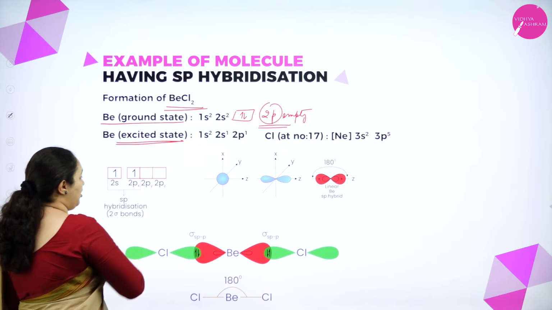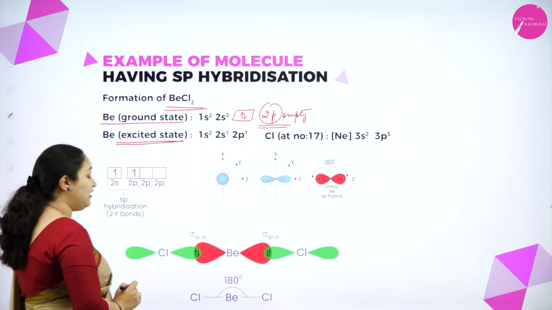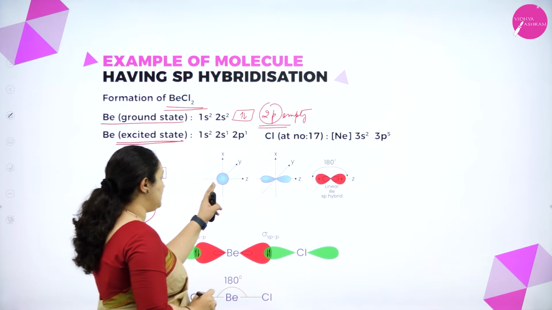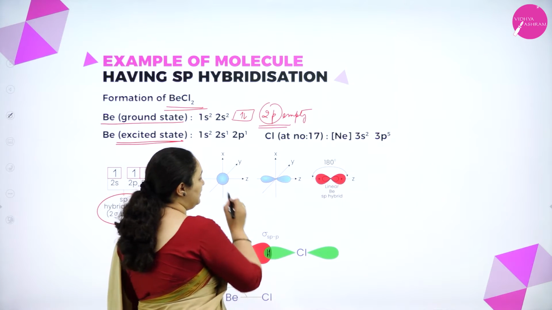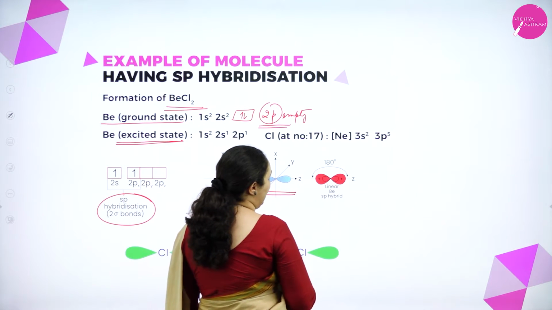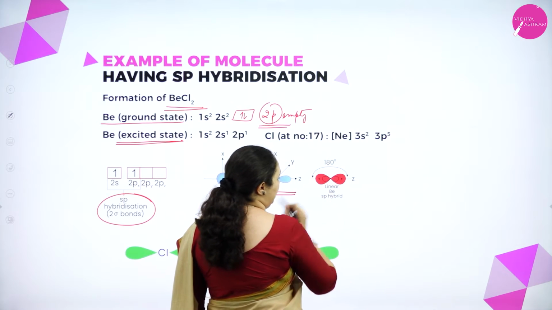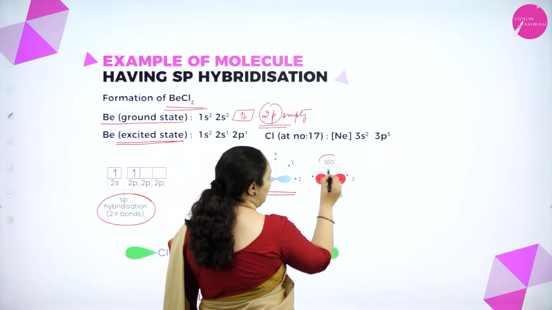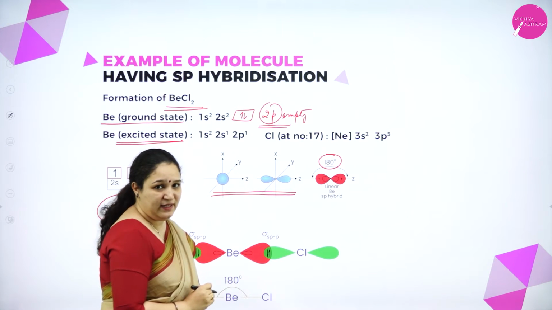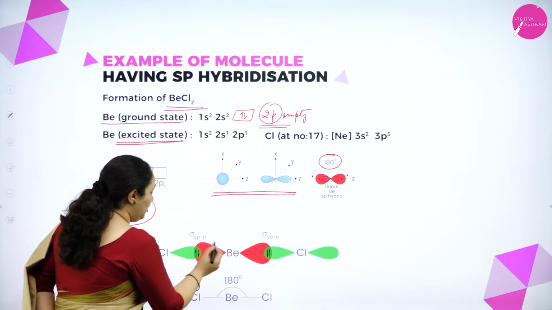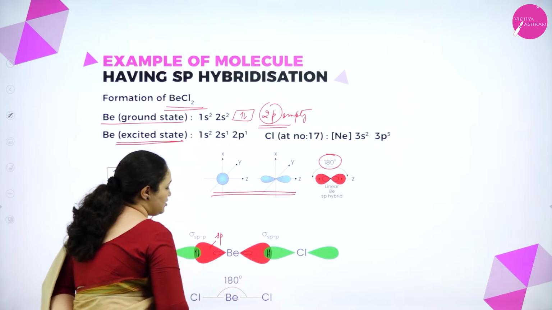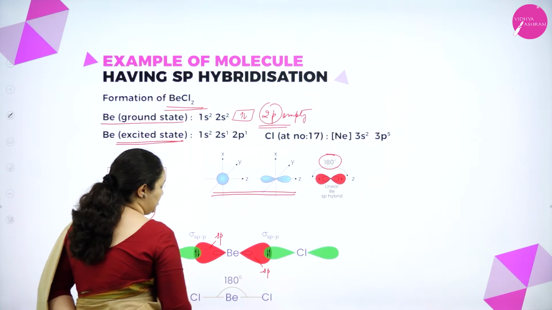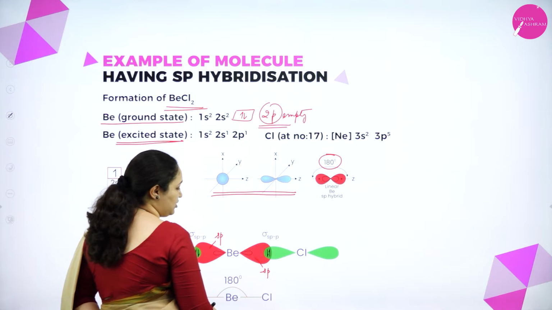Now these two orbitals, one s orbital and one p orbital, will undergo sp hybridization to give 2 sp hybridized orbitals, which are oriented opposite to one another, giving an angle of 180 degrees. So beryllium has this first sp hybridized orbital and this other sp hybridized orbital, with 1 electron each.